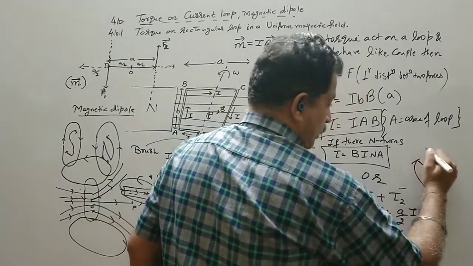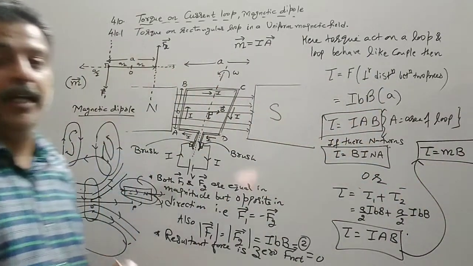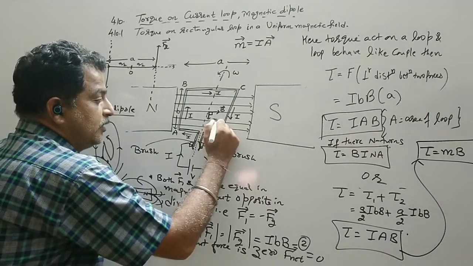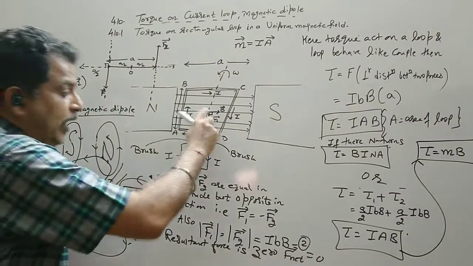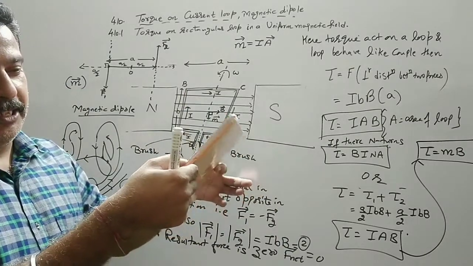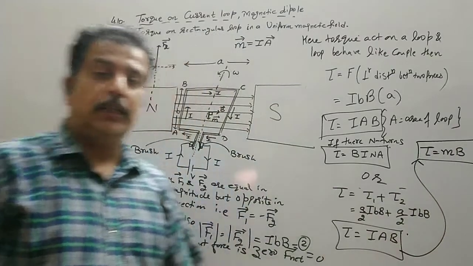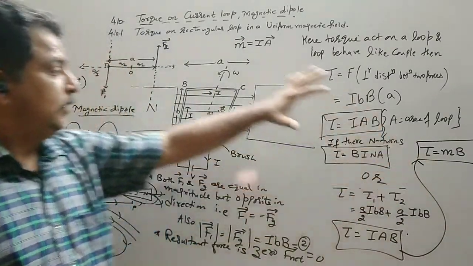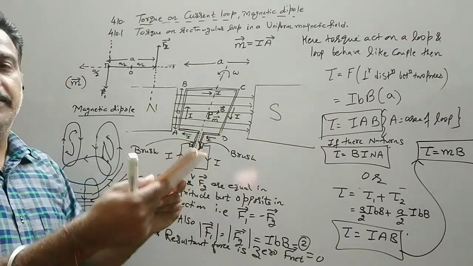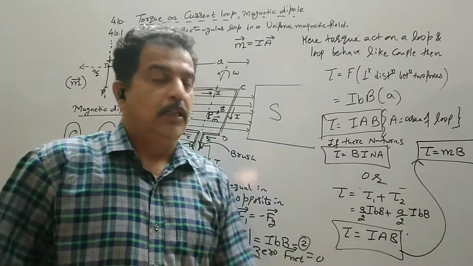So if this is the case, torque is I A into B. So the other term can be M, that is I A, into B. So tau can also be written as M B, provided this is the situation when the angle is 90 degrees. Now this angle will change when this coil rotates anti-clockwise. When it starts rotating, the angle between M vector and B vector will change, and it should not be a scalar formula. This is only when the angle between the area vector and B vector is 90. As soon as it starts rotating, this torque will also change. We will see whether this torque will increase or decrease, or what will be the correct formula.